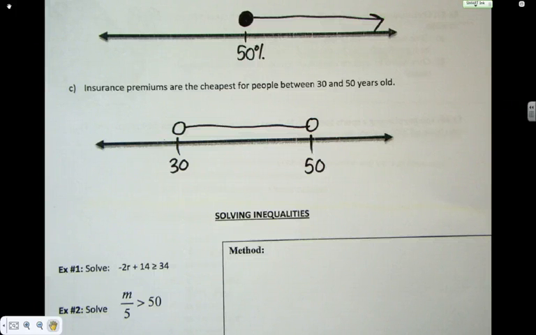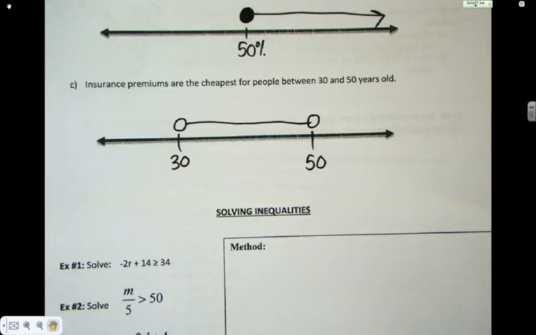Car insurance, since you're all going to start getting driver's licenses in the next couple of years, cheapest for who? Between what ages? Cheapest for 30 to 60. Well, why is it expensive before you hit 30? Because you make bad choices. Why is it more expensive once you're older than 60? Because they don't drive as fast and cause accidents and can't see.